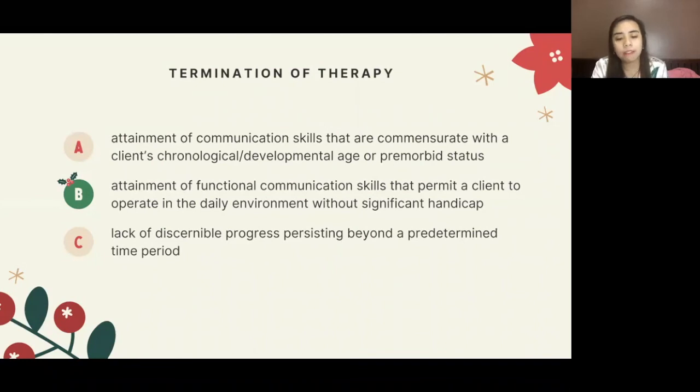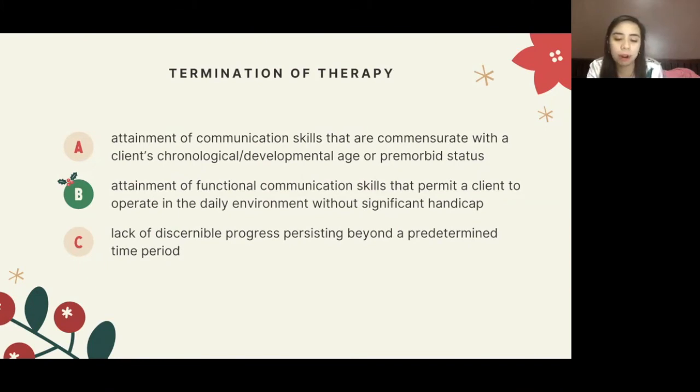Also, attainment of functional communication skills that permit a client to operate in daily environment without significant handicap. Of course, as mentioned earlier, your goals have to be functional. So once you see that the goals achieved are helping the client in his or her daily life, then that's already a sign for termination.